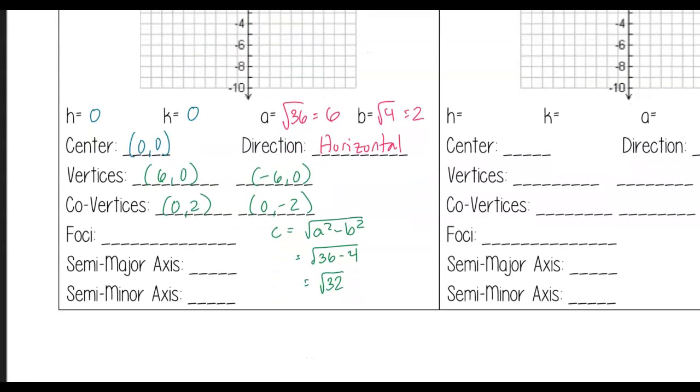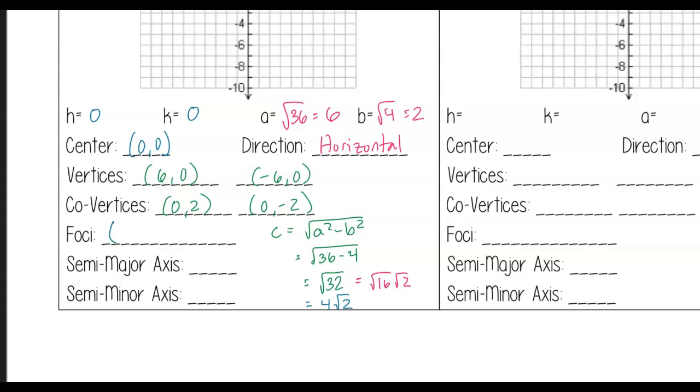Is there a perfect square that goes into 32? That is a factor of 32. So yes, 32 can be split into 16 and 2, and the square root of 16 is 4. So the square root of 32 simplifies down to 4 square root 2.